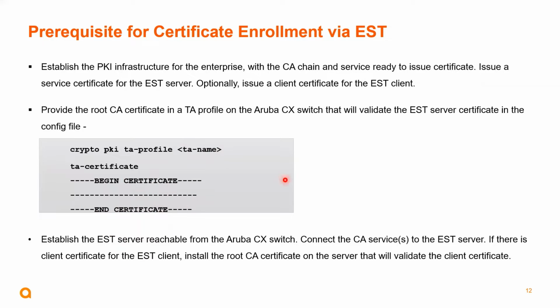Once the certificate import is successful, we need to make sure the EST server is reachable from our AOS-CX switches. It can be either over IP or the DNS resolution has to happen correctly. And if we have a different CA server, the EST server also should be able to reach the CA server. And if there is a client certificate for the EST client, we need to make sure we install the root certificate on that server that will validate the client certificate.